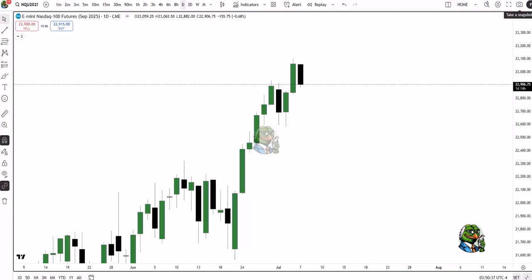So looking at the NASDAQ, we're clearly bullish. The indices have been bullish for quite some time, so I'm only really looking for longs. I may scalp a short here and there, but predominantly I'm looking for opportunities to long this market.